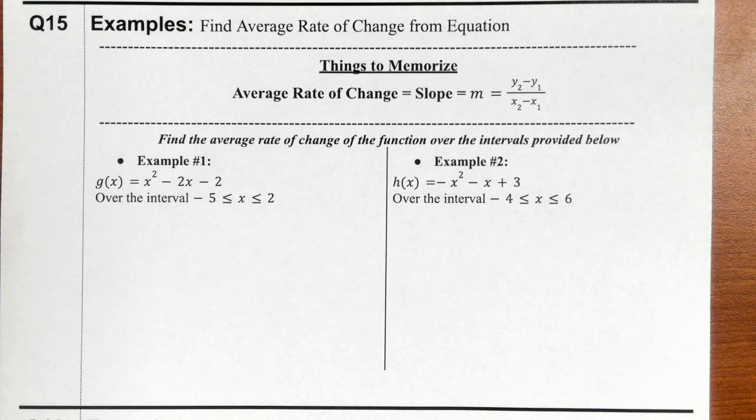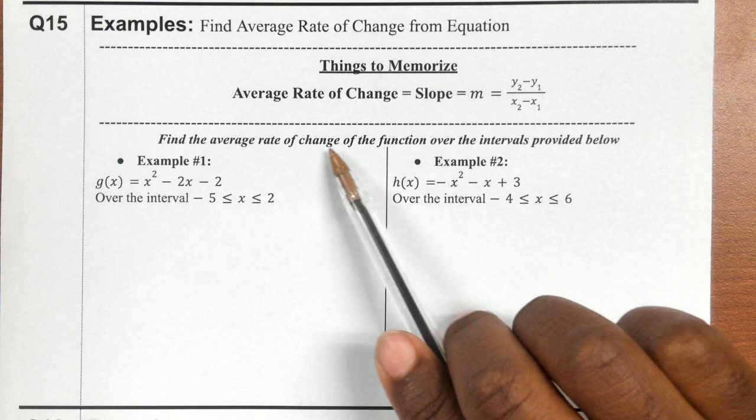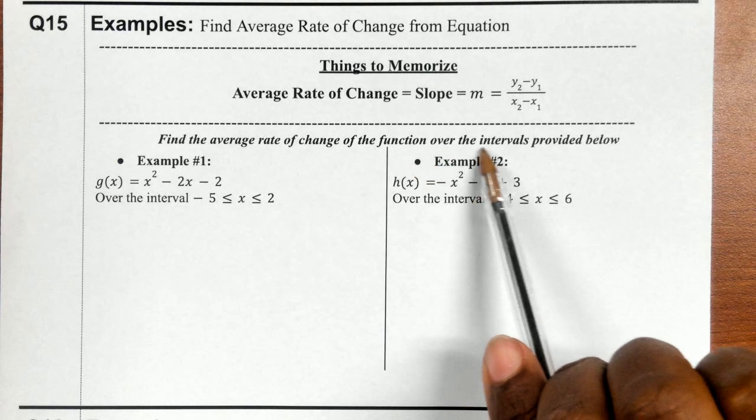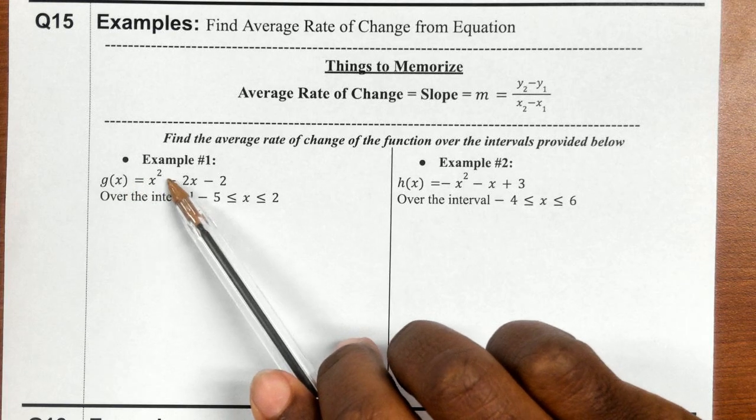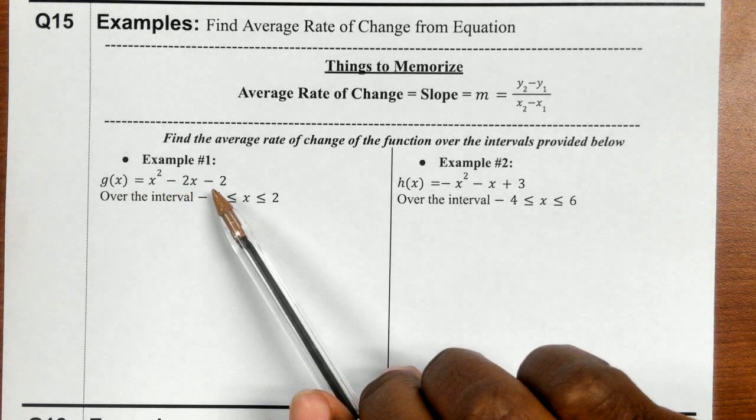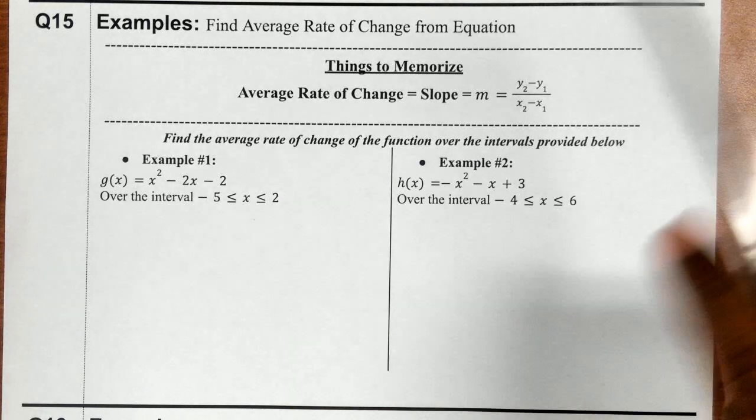Alright guys, question number 15. Question number 15 wants us to find the average rate of change from an equation. It says, find the average rate of change of the function over the intervals provided below. g of x is equal to x squared minus 2x minus 2 over this interval.